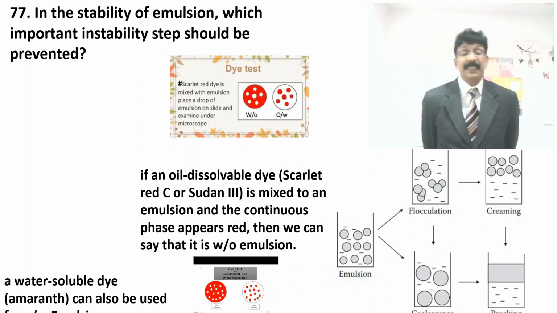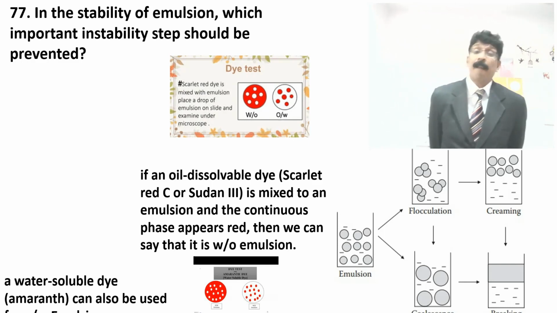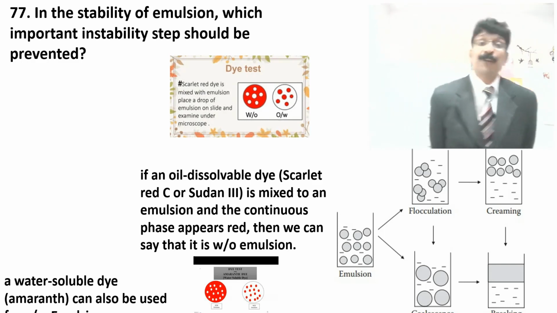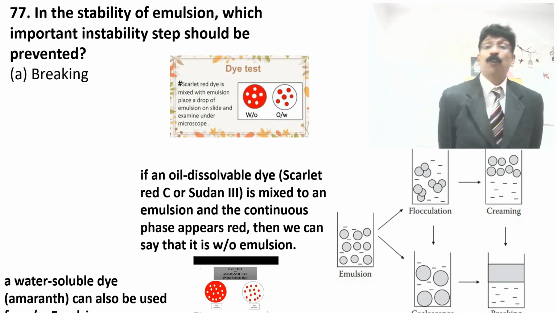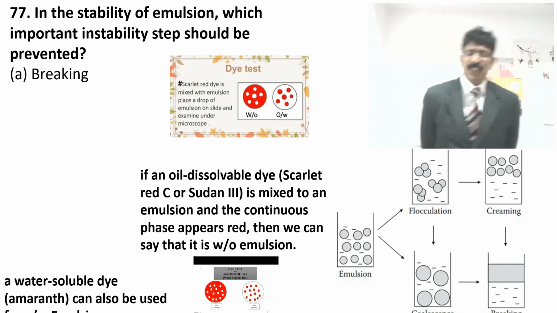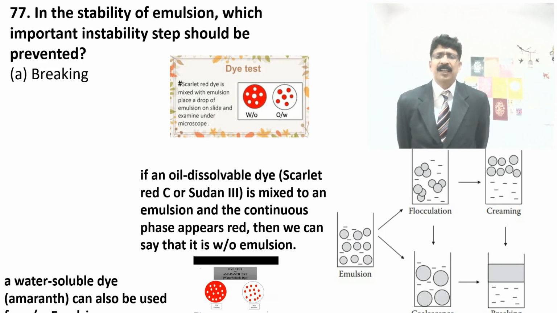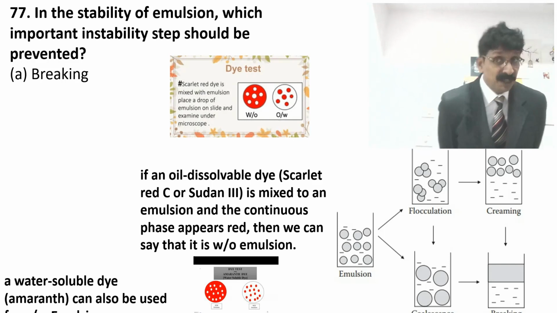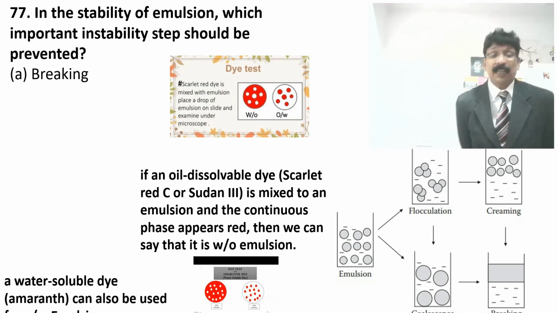A dye test can be done using Scarlet red dye to identify oil in water or water in oil, the continuous phase. If the phase is oil, the solubility of the Scarlet red dye will help to find out by red color, as shown in the picture. If an oil-soluble dye, Scarlet red C or Sudan III, is mixed into an emulsion and the continuous phase appears red, then we can say it is a water in oil emulsion, very clear. A water-soluble dye such as amaranth can also be used to test for an oil in water type of emulsion.